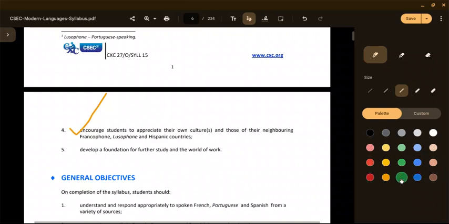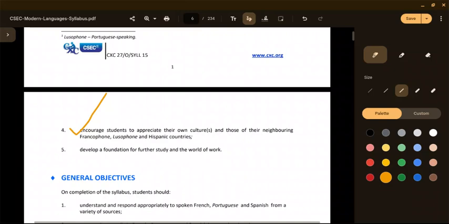And let's look at our last aim: to develop a foundation for further study in the world of work. What this means is maybe you want to do CAPE. Maybe you want to go to university and study Spanish. I'm laughing a little bit because CAPE Spanish is very different. Those of you who have some interest in furthering Spanish, CAPE Spanish is not like this. This is basic Spanish. You'd go to CAPE and you'd miss this, right?